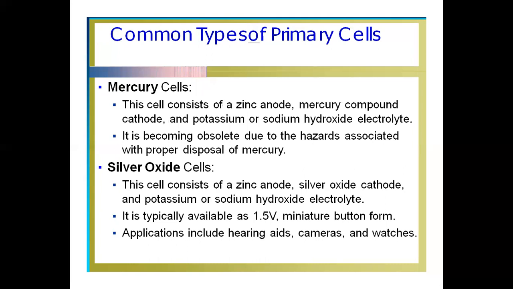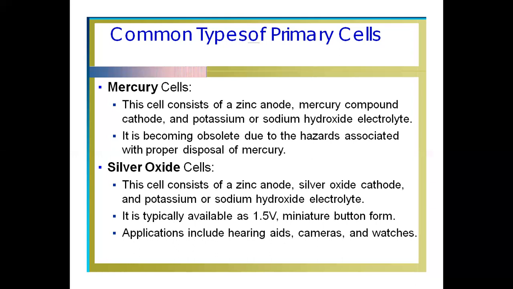The next common type of primary cell is the mercury cell. These mercury cells consist of a zinc anode, mercury compound cathode, and potassium or sodium hydroxide as an electrolyte. It is becoming obsolete due to the hazards associated with proper disposal of mercury, since it consists of mercury.